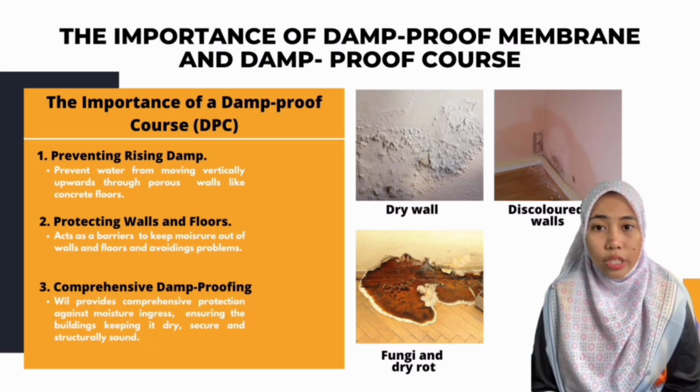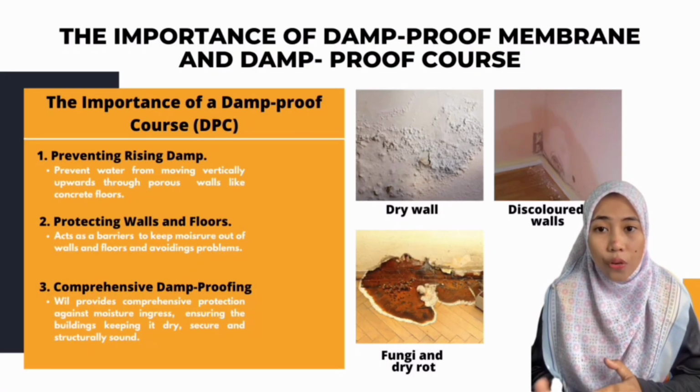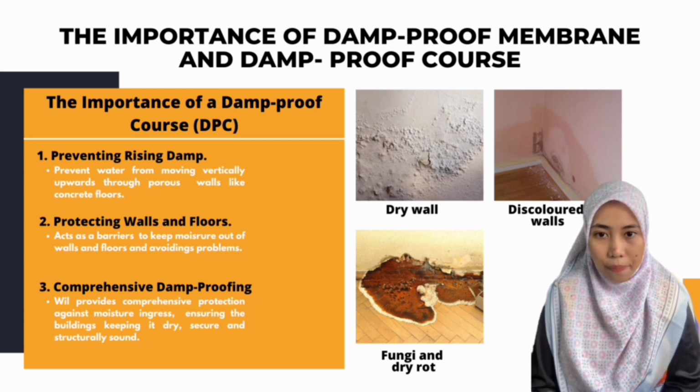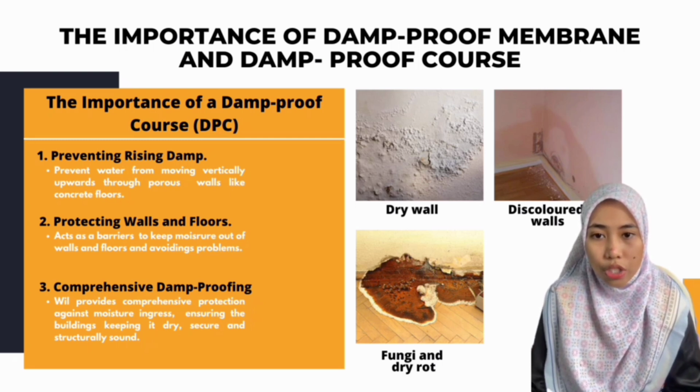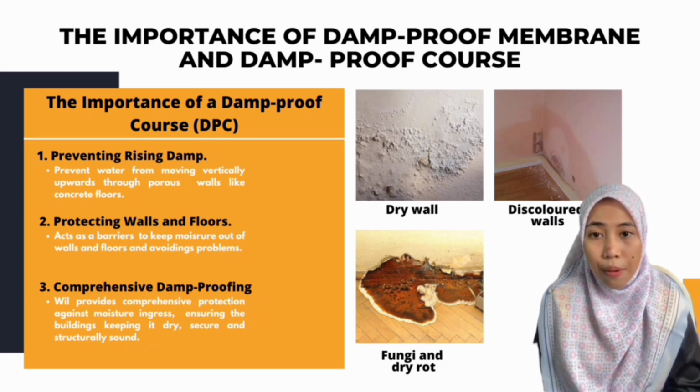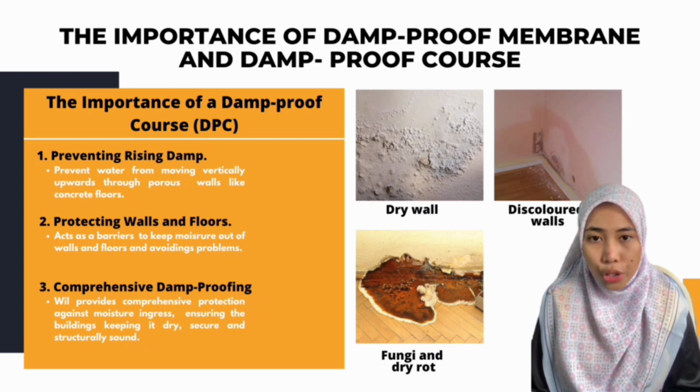Next, we move on to the importance of the damp-proof course. The importance of the damp-proof course is preventing rising damp. Installing a damp-proof course is crucial because it can prevent water from moving vertically upward through porous walls like concrete floor. A damp-proof course installed at ground level can protect the building from moisture infiltration. Hence, installing a damp-proof course is important because it can also protect the structural integrity and prevent the increase in moisture that can cause structural damage in the building.